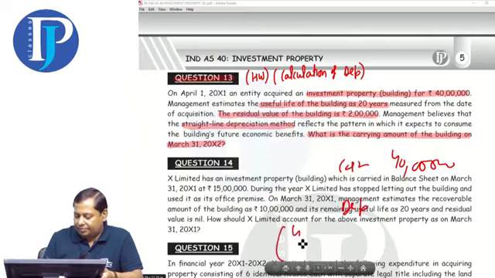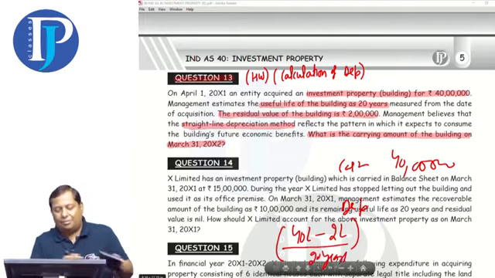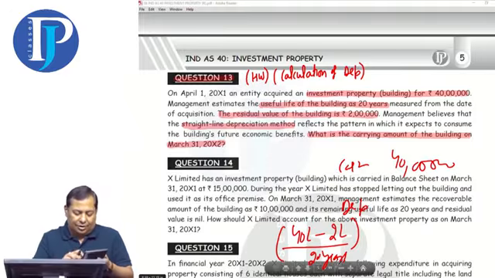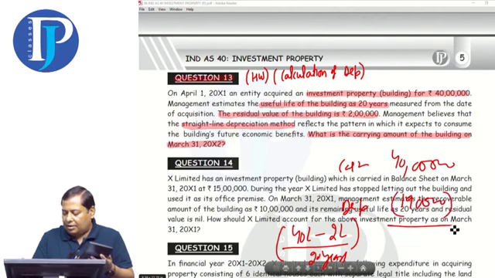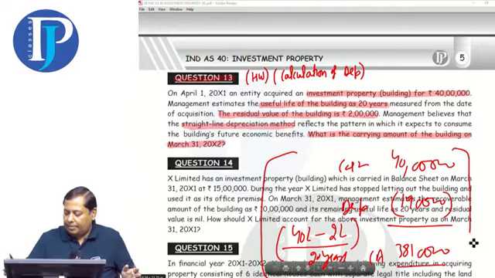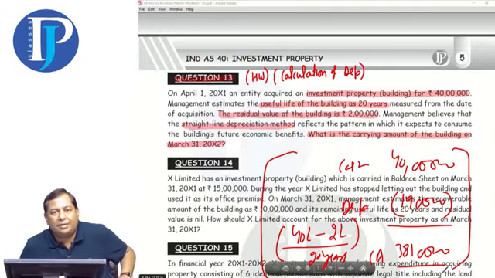Subtract depreciation. So 40 lakhs minus 2 lakhs divided by 20 years. Now calculate it all. Is that clear? 40 minus 2 and then divided by 20. So this will be 1,90,000 as depreciation. The carrying amount is 38 lakhs 10,000. So students, this is a very easy question.